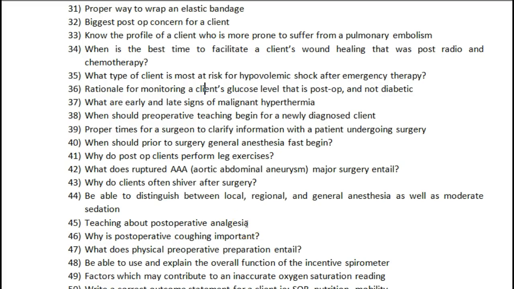Why do clients often shiver after surgery?